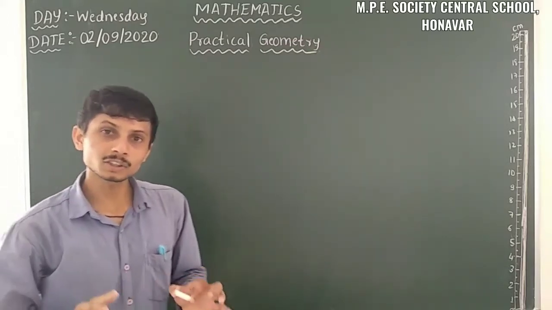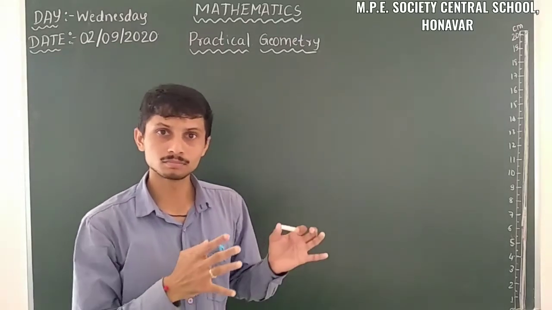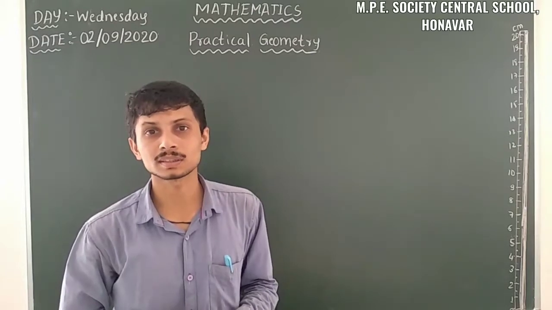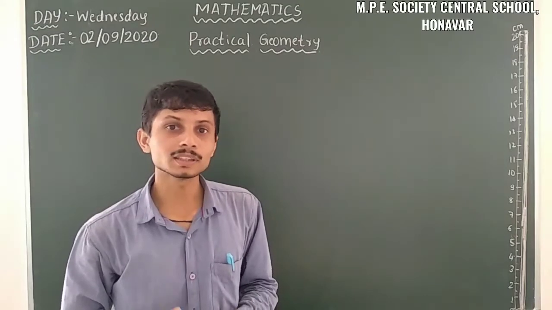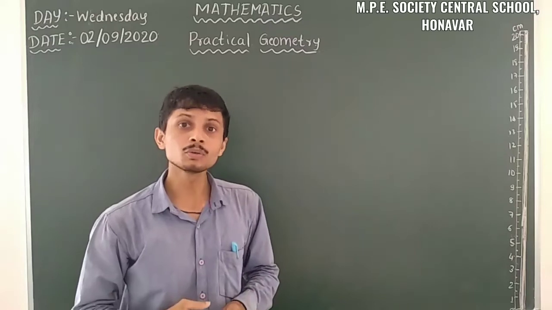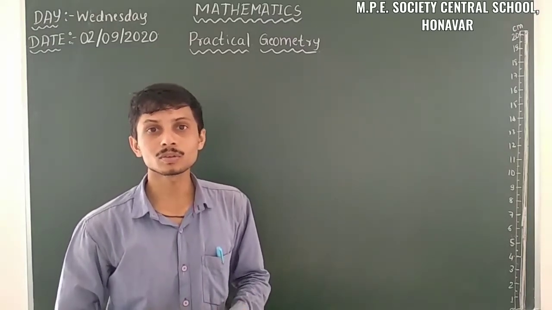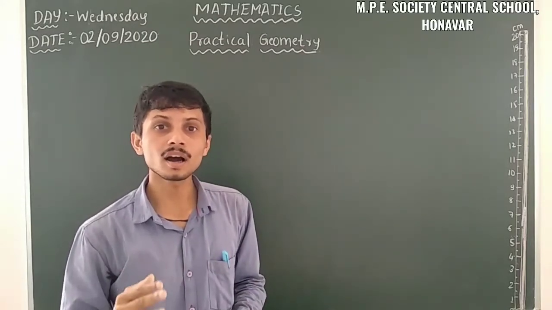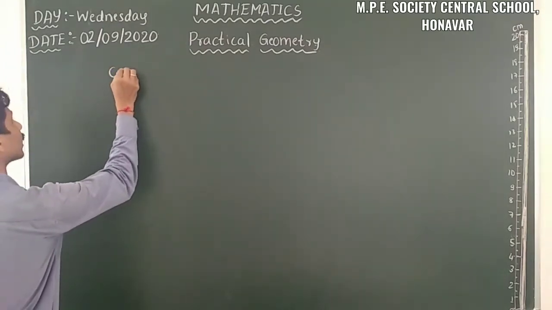Yes, so in practical geometry we are going to the construction. Already we learnt how to construct a line, how to construct an angle, how to construct a segment, and how to construct a triangle. So likewise we learnt in the last classes. Here we already know what is meant by quadrilaterals, so we are moving on to the topic in practical geometry, that is constructing a quadrilateral.